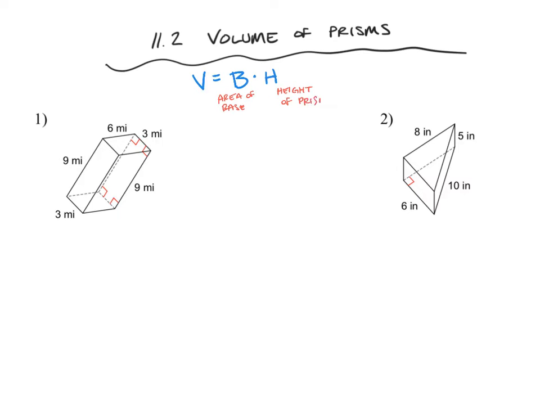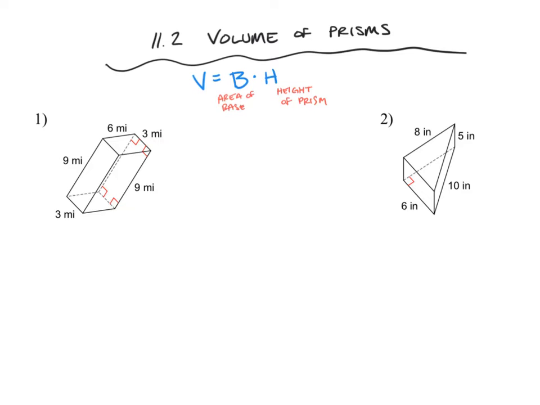Before, we were using lowercase b's and h's to find the area of a polygon, like a rectangle, a triangle, a parallelogram, all that fun stuff. We're using little b's and little h's. So for the volume of a prism, I want to use a capital B to represent the area of the base, okay? That's the first thing we're going to do in all of these problems: find that capital B, the area of the base.